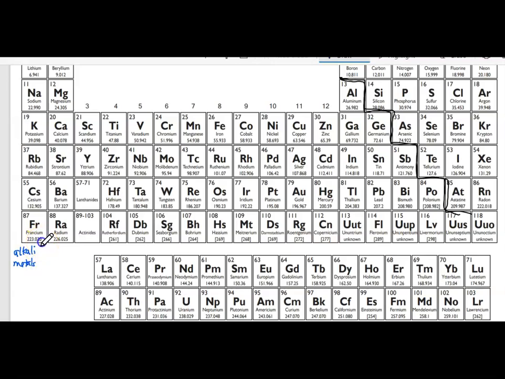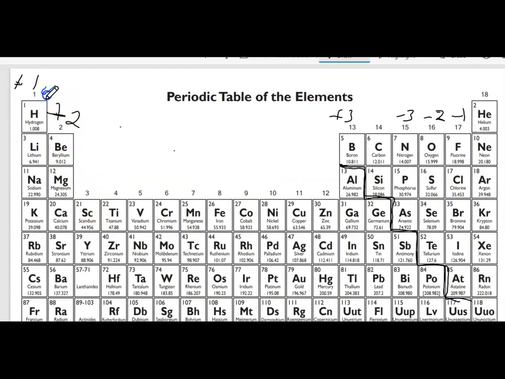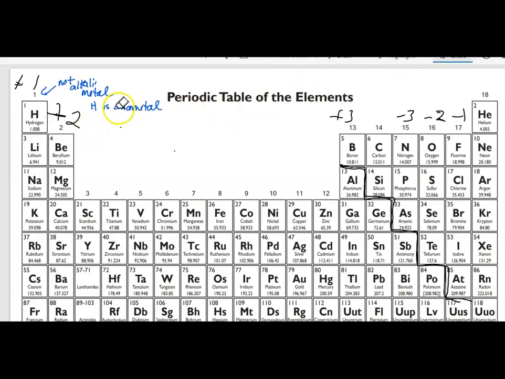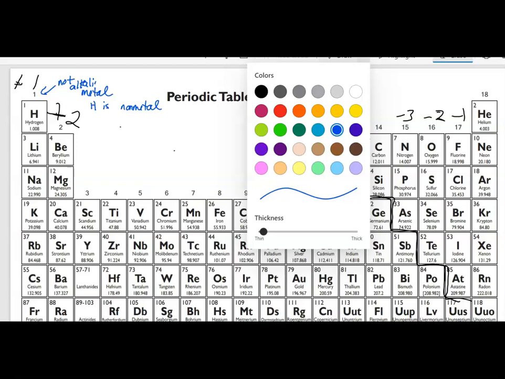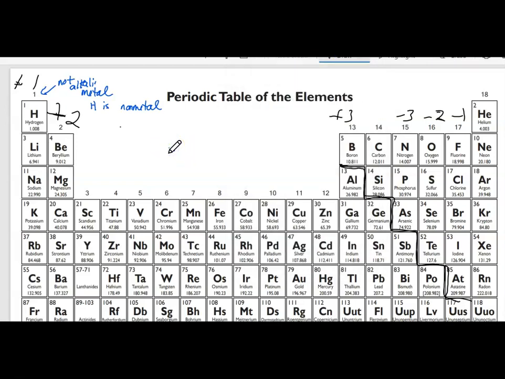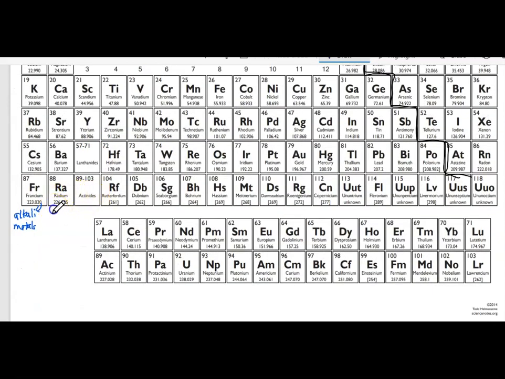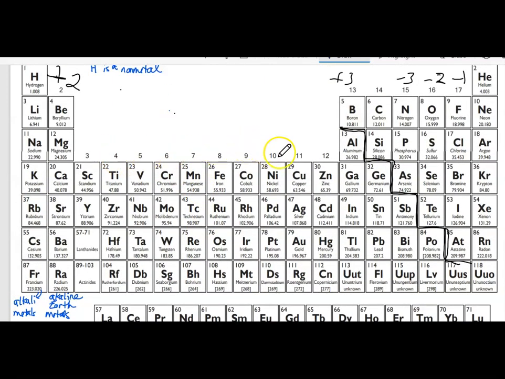That's group 1. Now hydrogen is not included. Hydrogen is not an alkali metal. Hydrogen is a nonmetal. Group 2, these are called alkaline earth. We already talked about these being called transition metals.